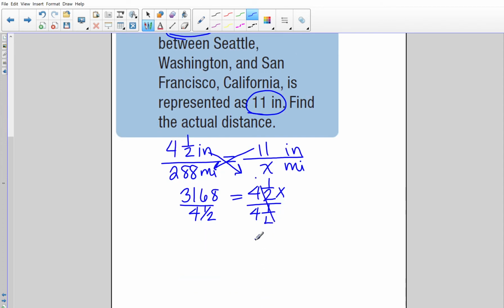So this cancels. I have my x, and this divided gives me 704 miles. So the actual distance on the map is 704 miles. Okay?